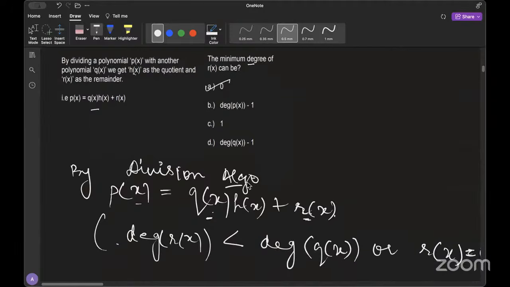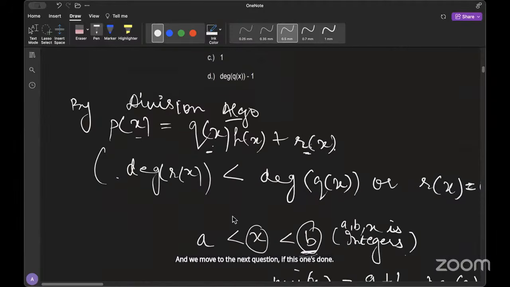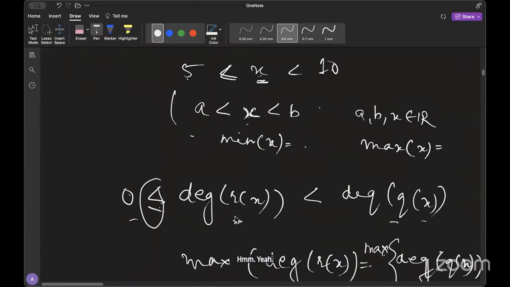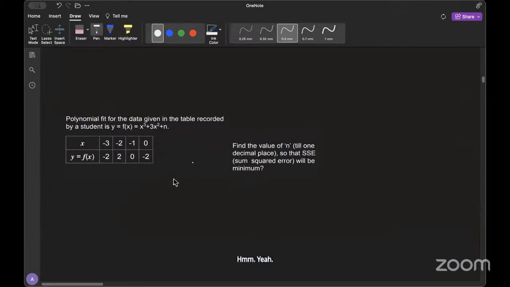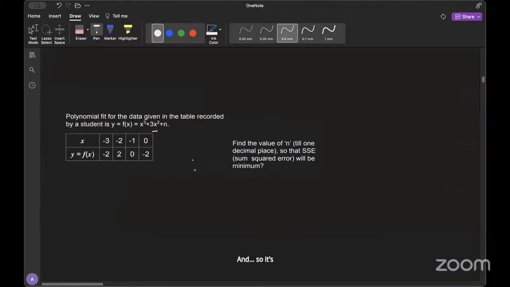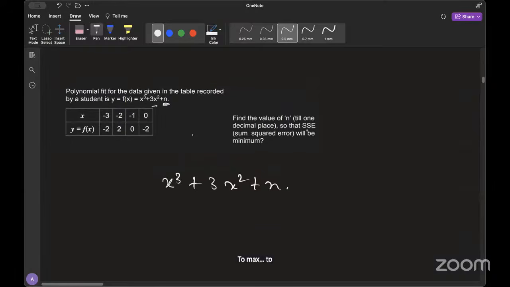Can we move to the next question if this one's done? Yes. This is the next question. You've been given one curve, a cubic curve, and you have to find the value of n. This is n here. You have to find this value to minimize the sum of squared errors.